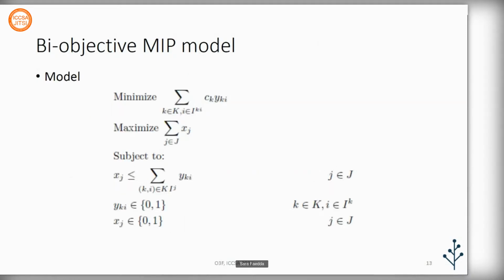This model has two objectives. The first one is to minimize the cost, as I told you before, and the second one is to maximize the coverage. And we only have one type of constraint, which states that in order to have a point covered, I have to have a resource in a node that covers that demand point. So minimizing the cost forces this constraint to go this way, and maximizing the coverage forces it to go this way. It's a very elegant model.